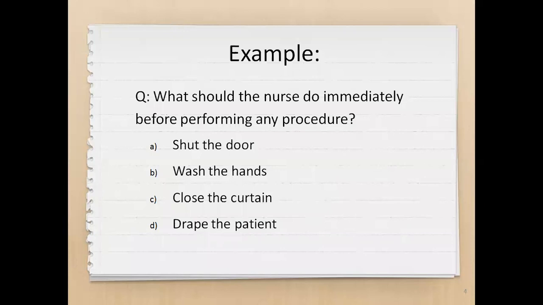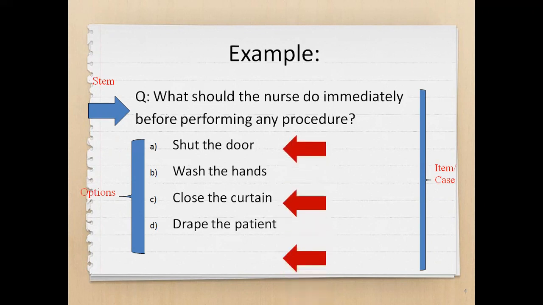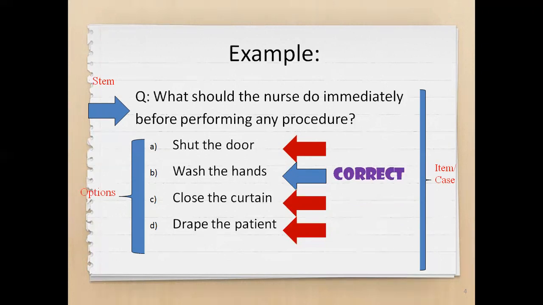Now, another example. What should the nurse do immediately before performing any procedure? So as you can see, this question is called the item or the case, and the statement that asks the question is the stem, and we have the choices as the options, and we have only one correct answer. So the correct answer here is hand washing. Okay, wash the hands is the correct answer. So letters A, C, and D are considered as distractors.